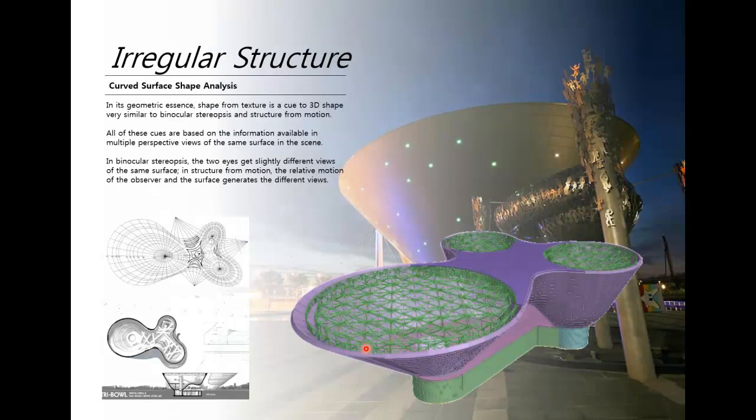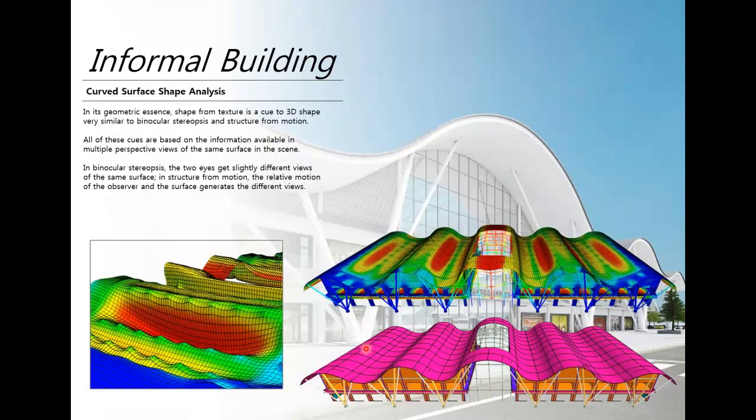You can have irregular structures. So curved surface shaped analysis can be performed by MIDAS. Very easily you can draw or model these kinds of structures in MIDAS nGen. A very good example is an informal building wherein a curved surface shaped analysis can be performed. As you can see here, this is a stress analysis for all the curved shell elements.